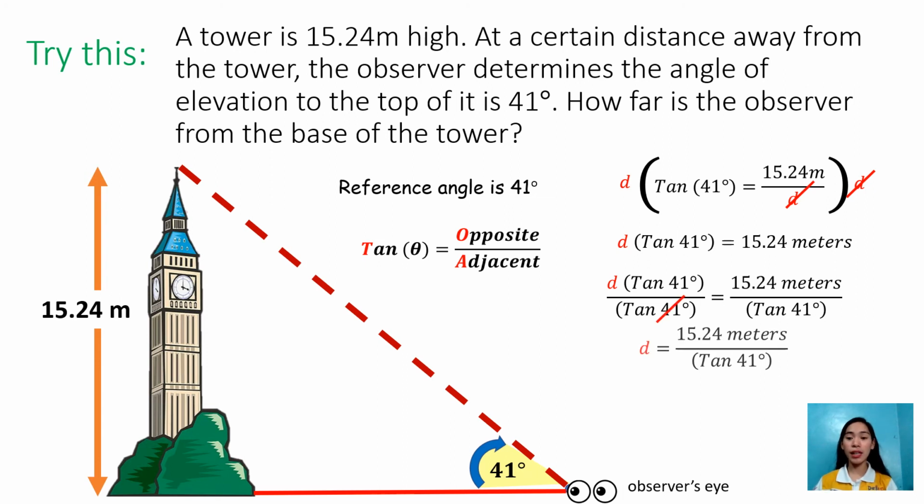So we're going to cancel. So that is 15.24 over tangent 41 degrees. And tangent 41 degrees is 0.8693. So again, using a calculator, we're going to get the distance of 17.53 meters. So that is the distance from the observer's eye up to the base of the tower.